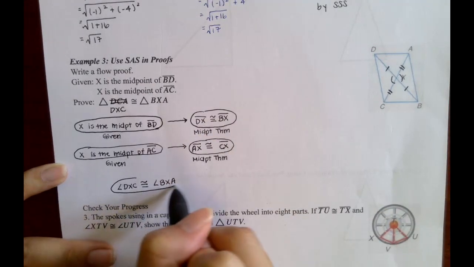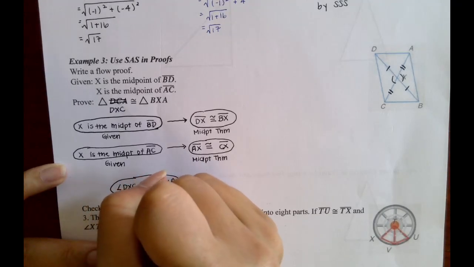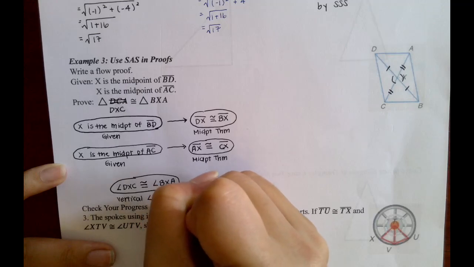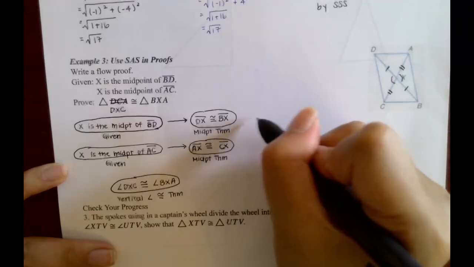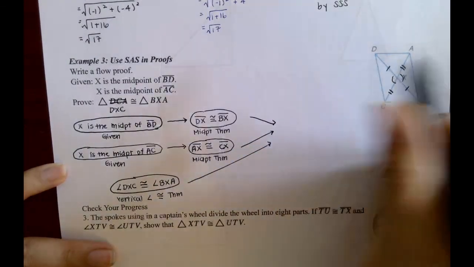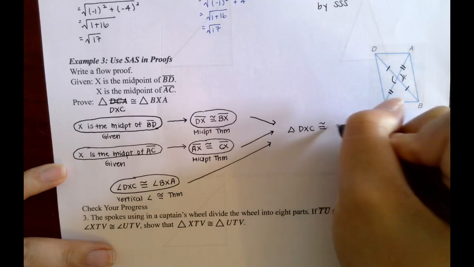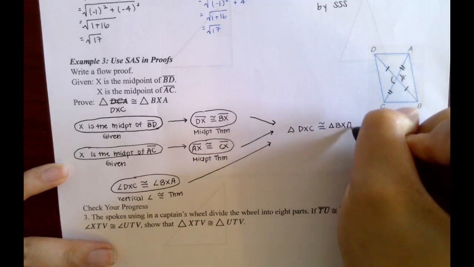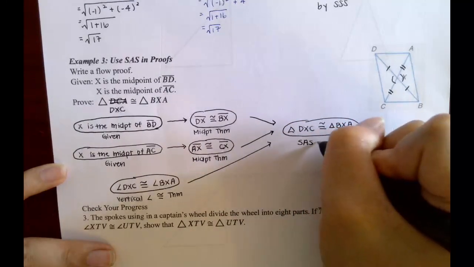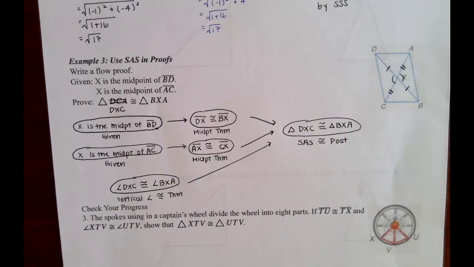And then the reason why I can say that is because the vertical angles are congruent. Vertical angle congruence theorem tells me that. Okay. And then with all of this, this, and this, I can now say that triangle DXC is congruent to triangle BXA. And the reason I can state that is because of the side angle side congruence postulate. Okay, and there you go.